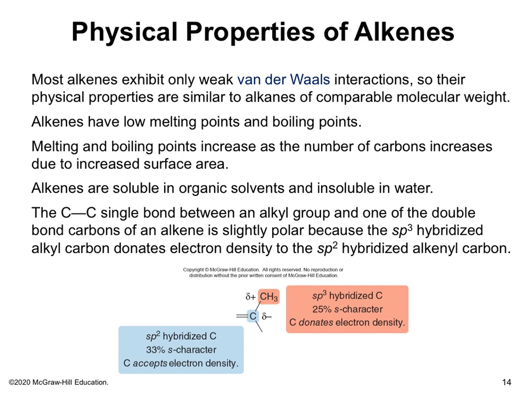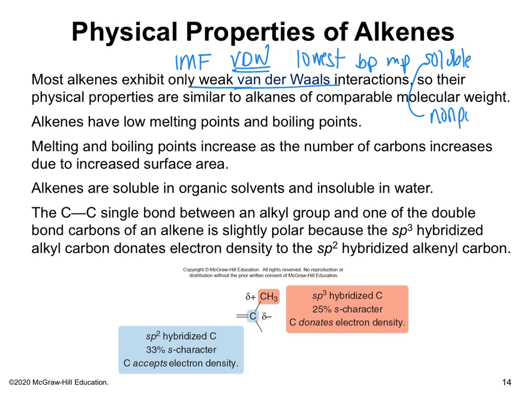Okay, physical properties of alkenes. Their intermolecular forces are going to be weak. They're going to be van der Waals. So these are going to have the lowest boiling points and melting points. They're also going to be soluble in hydrophobic nonpolar solvents.